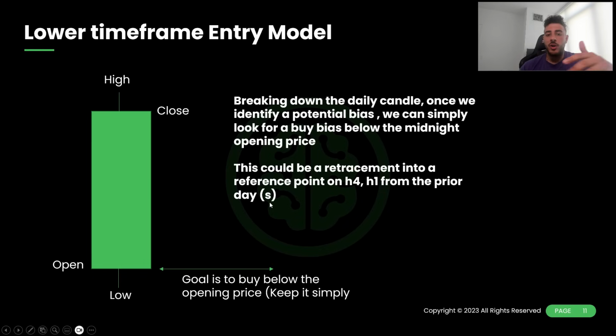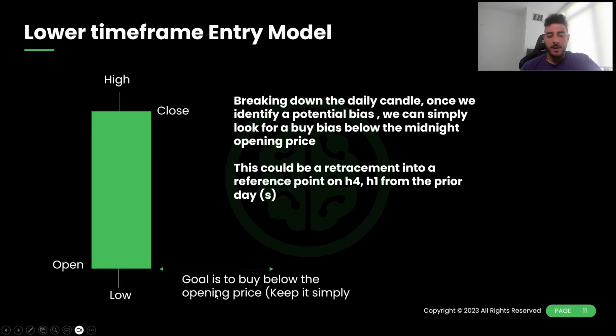So let's just assume this is a daily candle and we already have our bias figured out. Once we identify a potential bias, we can simply look for a buy bias below the midnight opening price. That would be 12 a.m. Eastern time. Once that midnight opening price is there, we're going to look for some sort of drop below that price point into a very key level inside of a kill zone.